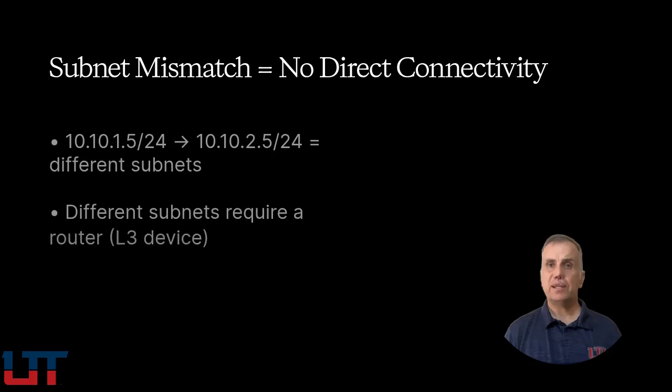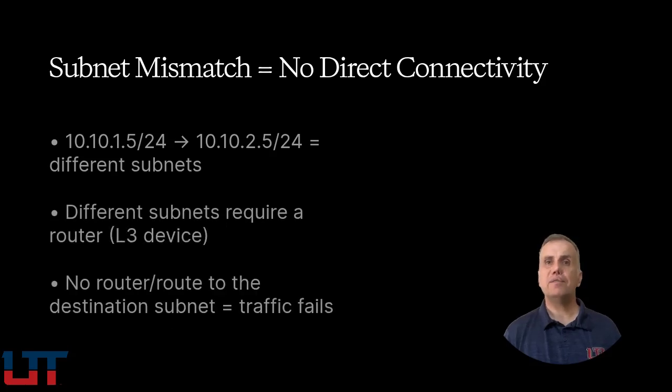A source device at 10.10.1.5/24 trying to communicate with a destination at 10.10.2.5/24 cannot communicate directly. Those are different subnets and a router is required. If there's no router in the path or the router doesn't have a route to the destination subnet, communication will fail. If the physical and addressing layers check out, move to the logical stack.